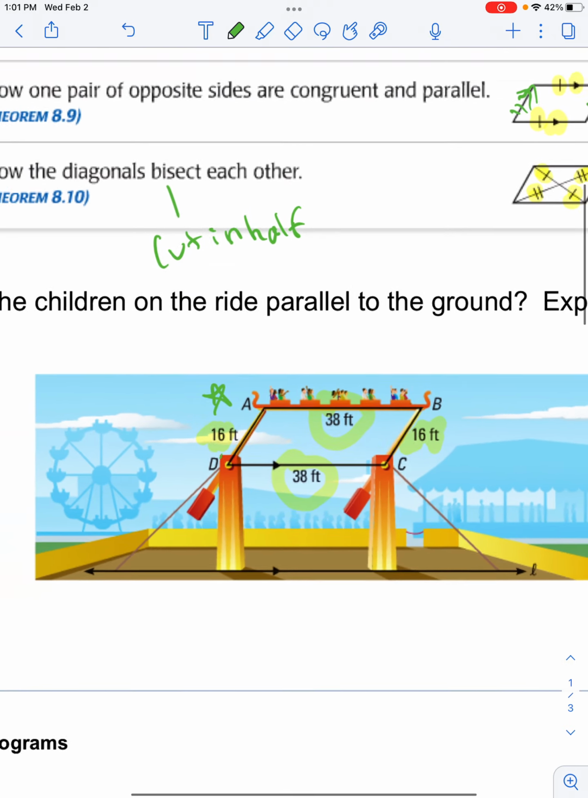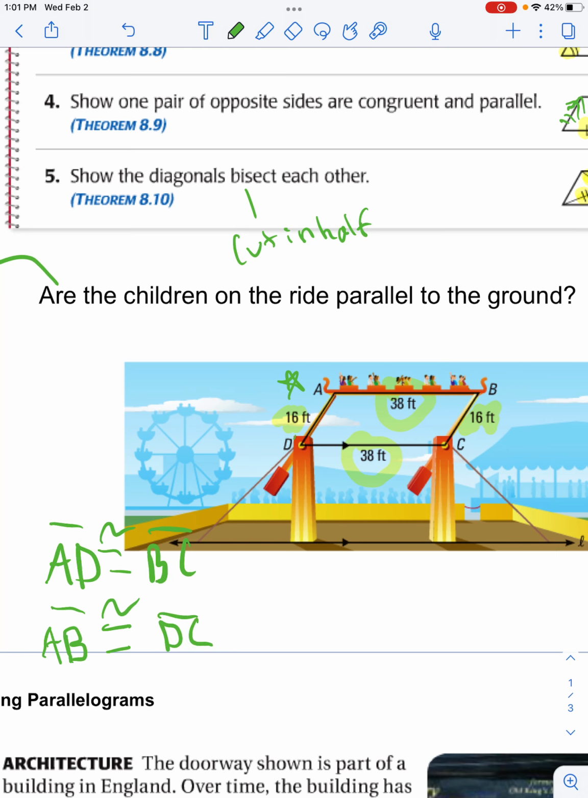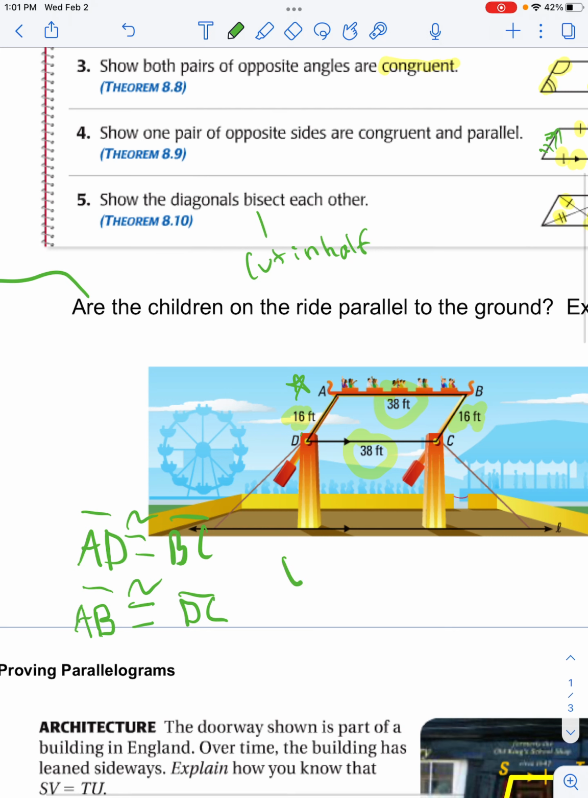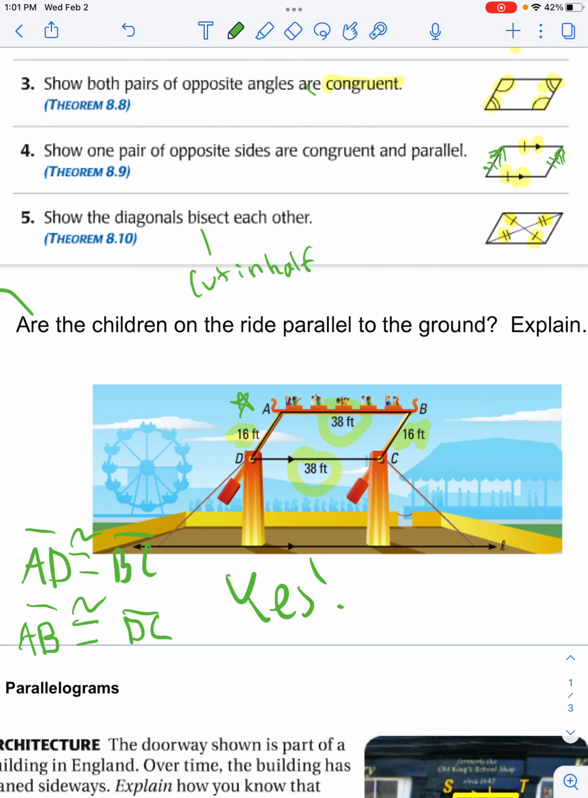So 16, so we can say line AD is congruent to line BC. And then line AB, excuse me, is congruent to line DC. So yes, I guess that doesn't answer the whole question. That tells us that it's a parallelogram. Now we have to decide if it's parallel to the ground.